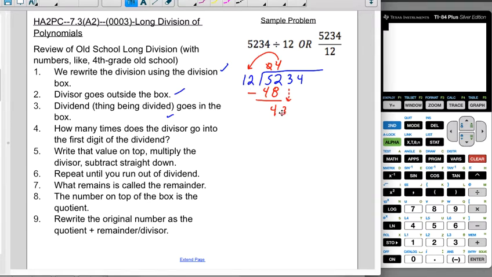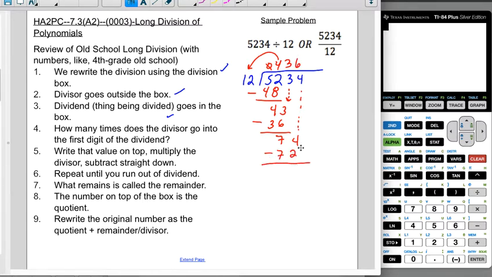How many times does 12 go into 43? Well, that's 3 times, and that would be 3 times the 12, so that's a 36, and then I subtract straight down, and then I get a 7, and I drop the 4 all the way down, and I get a 74. The question is how many times does 12 go into 74? And the answer should be 6 times, because that's 72.